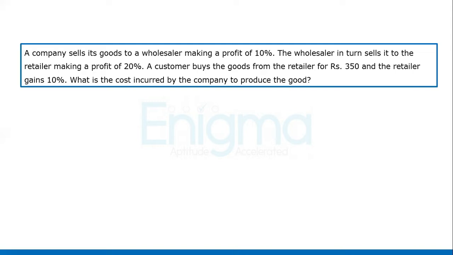Now, this is a very interesting question. First of all, we'll start with the company. The company is selling it to the wholesaler. The wholesaler in turn is selling it to the retailer, and the retailer is selling it to the customer. Now, we want to find out the cost incurred by the company to produce the goods. So the cost price of the company is what we have to find out.